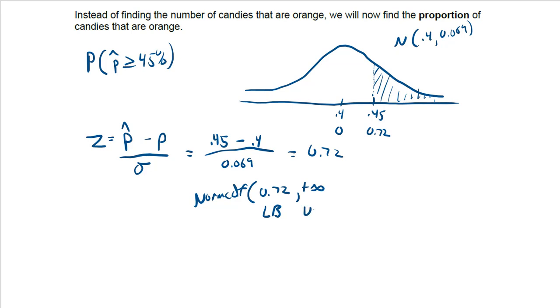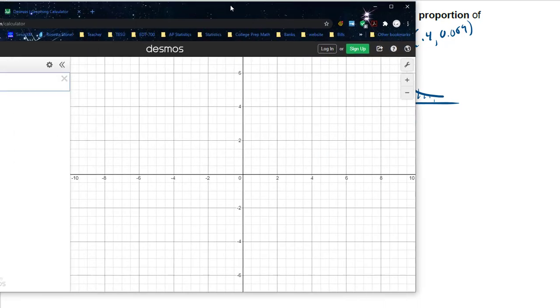You have to label it: upper bound. Our mean is 0 for the z-scores, and standard deviation is 1. Okay. And then we can figure out what that is. We're going to use the Desmos Calculator to figure that out, but I'll show you on the regular TI-Nspire as well.